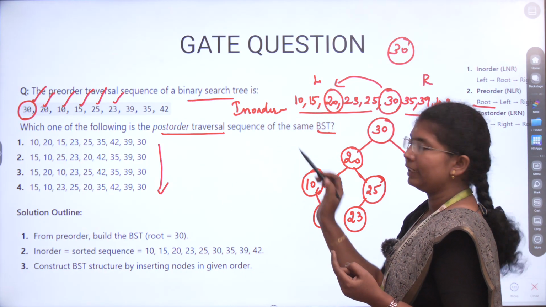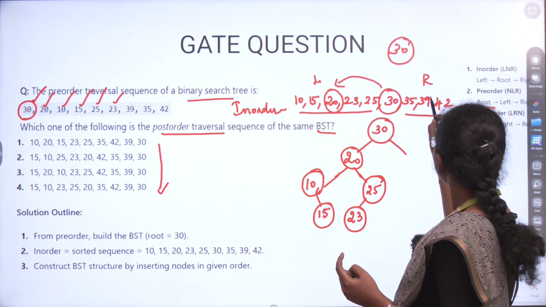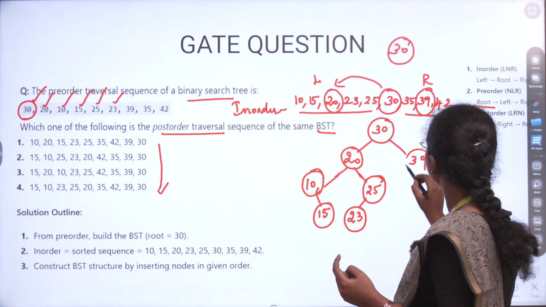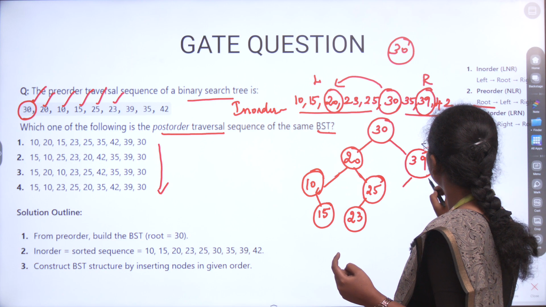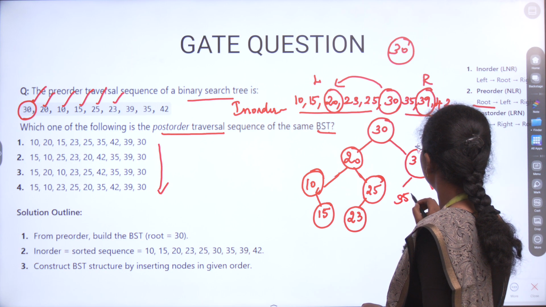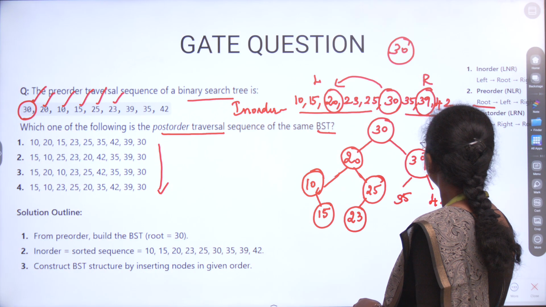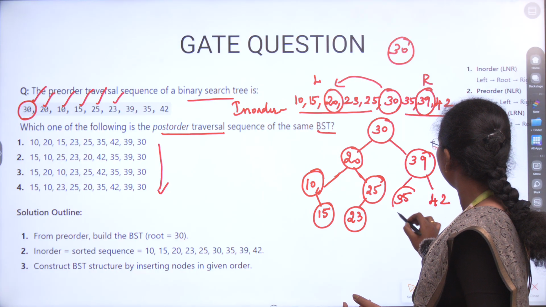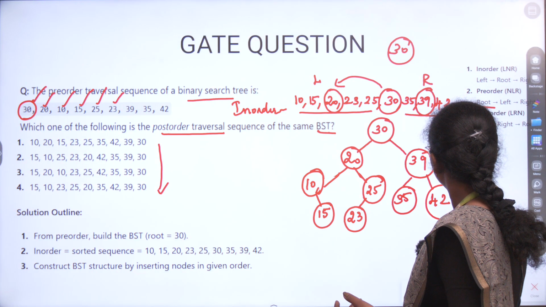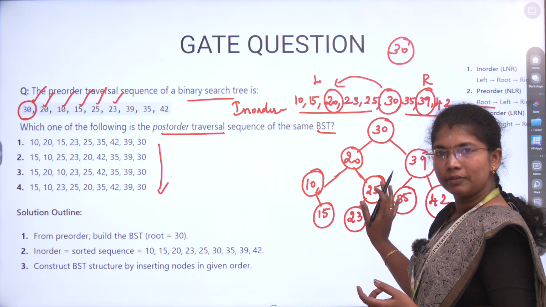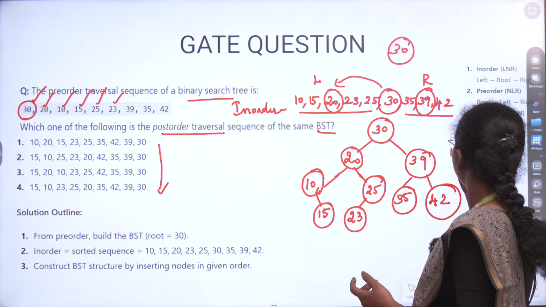Then next 39. Here 39 is the root, so we have to write 39 here, and its left and right are 35 and 42. Then we are not having any leftover values, so this will be your tree. Now this will be your BST.